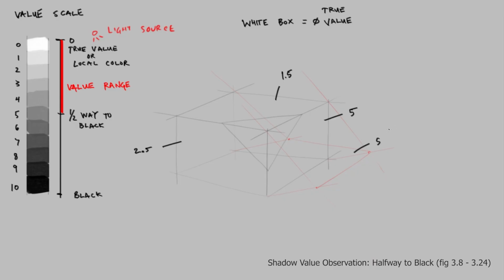So in this case, since our box is white with a local value of 0, we will do 10 minus 0 divided by 2, which would give us 5. So you notice that right side of the box is now a value of 5. And that's just an easy way to say halfway to black. So think of a white cube, halfway to black would be a 5.